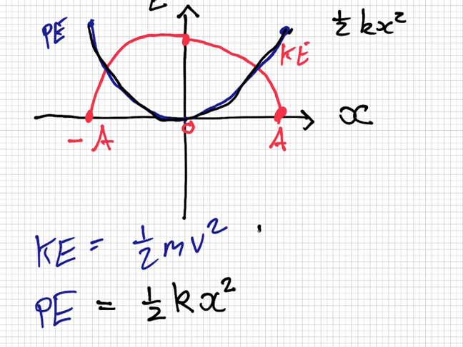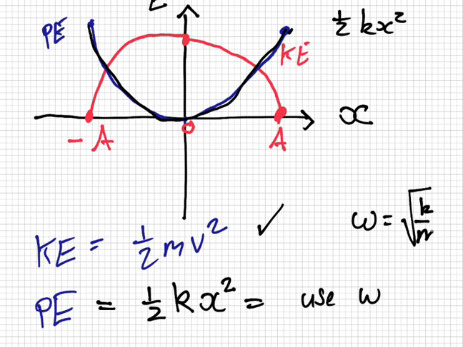In the book, hang on. In the book, they leave it like this. So they keep it like this. But in the book, they also change this. They write it using omega. So you have your formula for omega. What's omega? Root k over m, wasn't it? So if you want, you can write it using omega. But I'll just leave it with the k.